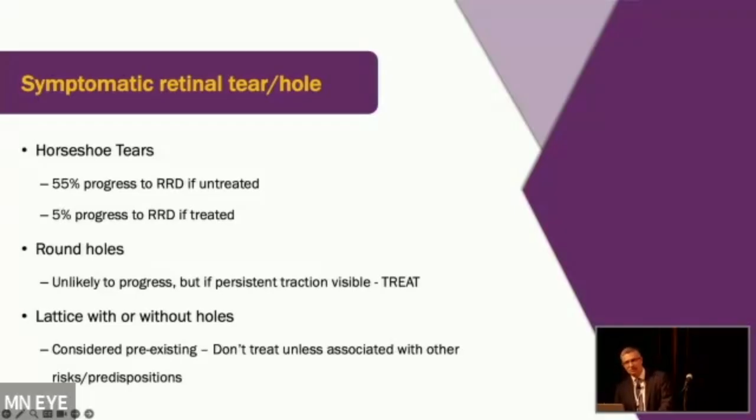For example, in kids, we talked about the inferior breaks and inferior holes that can progress to detachment, but usually in a chronic, more quiet fashion. And then lattice is also a common pathology that we see in the periphery. I have a few pictures to show you, and we don't automatically treat them unless there is a risk factor, or unless there is a tear or traction associated with the lattice.